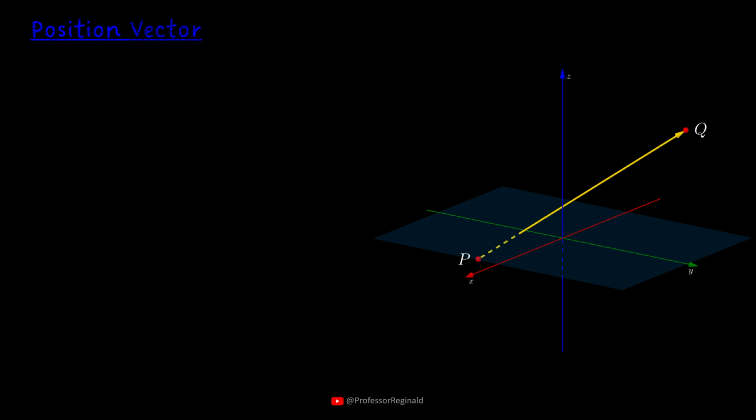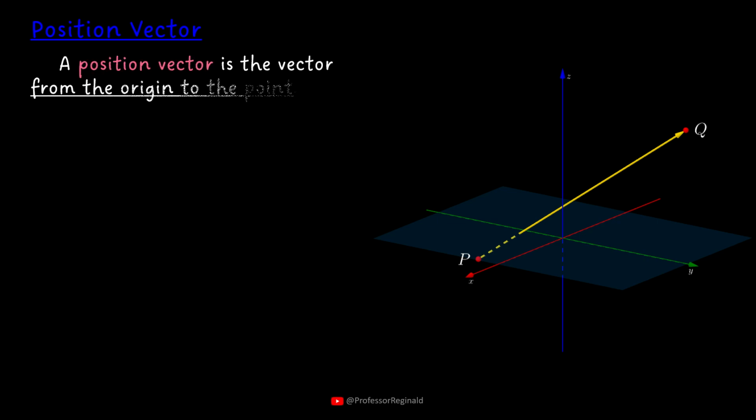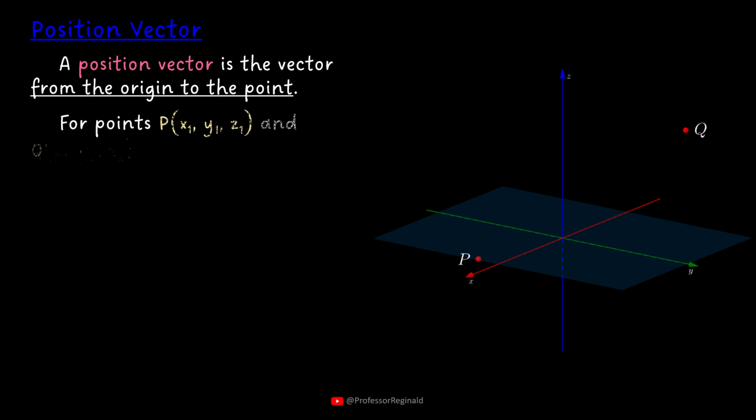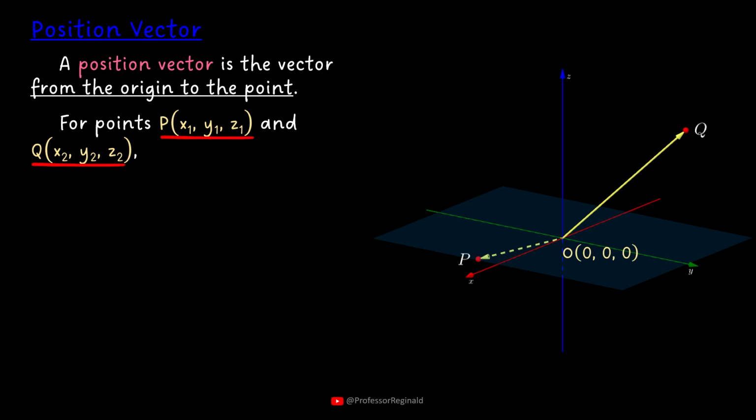Position vector. Aside from its coordinates, another way to describe the location of a point is through its position vector. A position vector is the vector formed from the origin to the point of interest. For points P and Q, these are the position vectors. Note that point O is the origin 0, 0, 0. So subtracting its coordinates from point P and Q will result to these position vectors.